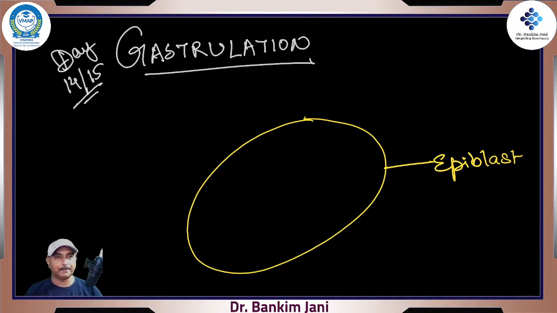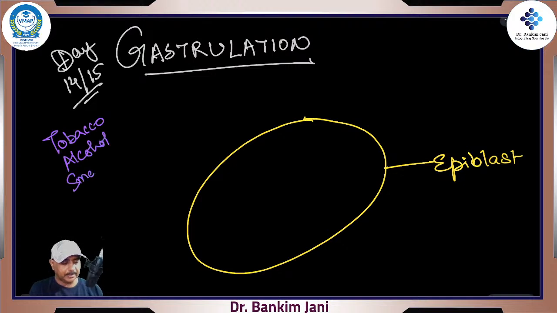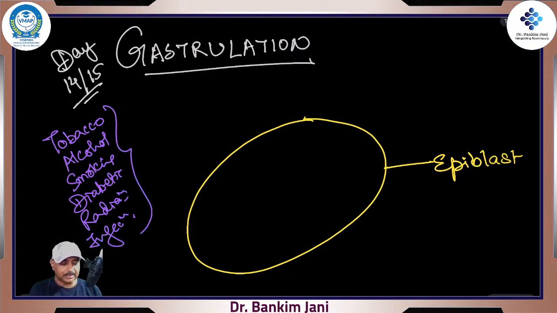This day 14, day 15. If the female is taking tobacco, alcohol, or smoking, if the female is diabetic, or if there is any radiation, any sort of infection, all these insults, then many types of drugs, vitamin deficiency, improper food, it affects this gastrulation. And when gastrulation is affected, you will see the importance of it.